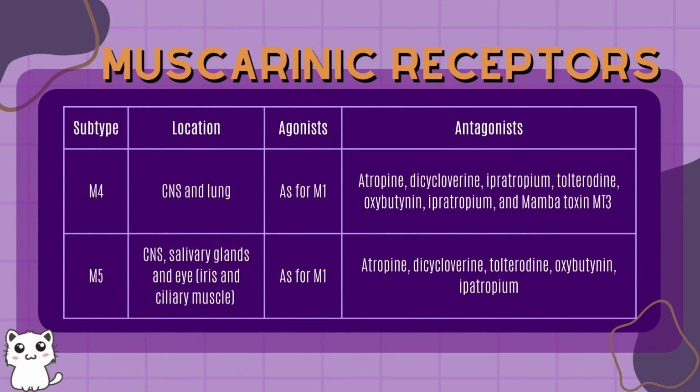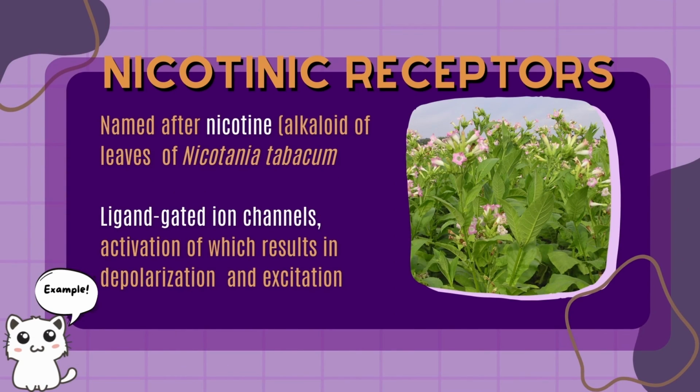Meanwhile, subtype M4 can be located in the CNS and lung. Its agonists are also the same as for M1, and its antagonists also include atropine, dicycloverine, ipratropium, tolterodine, and so on and so forth. Same as M5, its agonists are the same as for M1. However, its location includes the CNS, salivary glands, and eye, which is the iris and ciliary muscles. Its antagonists include atropine, dicycloverine, tolterodine, oxybutynin, and ipratropium.